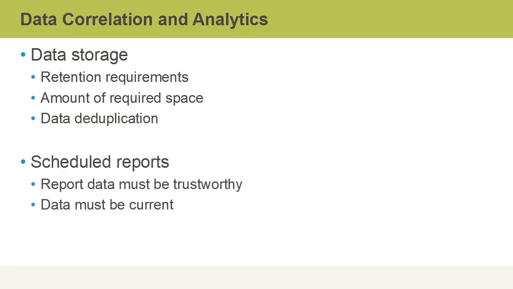Data correlation and analytics becomes extremely useful when we generate useful reports. As they say, a picture paints 1,000 words. So if we have reports that can be generated in some kind of graph format, then people that are decision makers can quickly ascertain by looking at the graph what's happening and then make a decision based upon it. However, for that to work properly, the reporting data must be trustworthy. Also, the data must be current if we're looking at making new decisions based on that data.